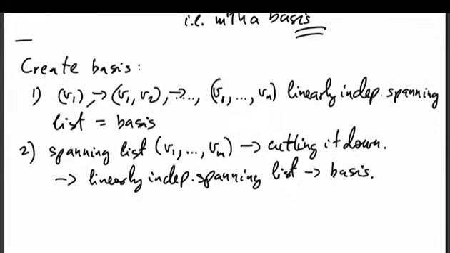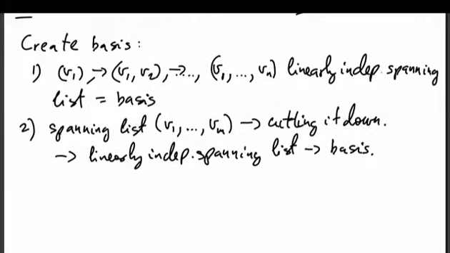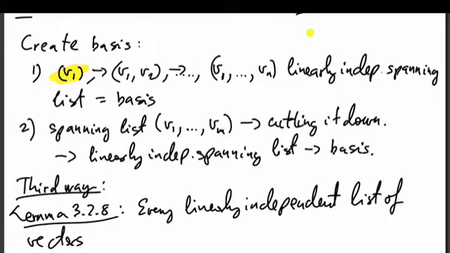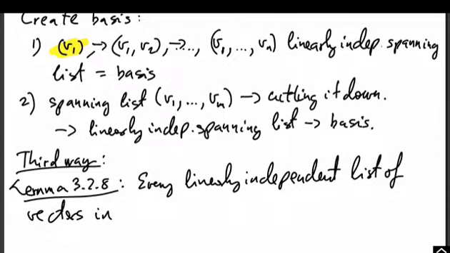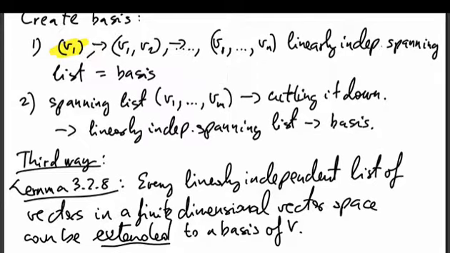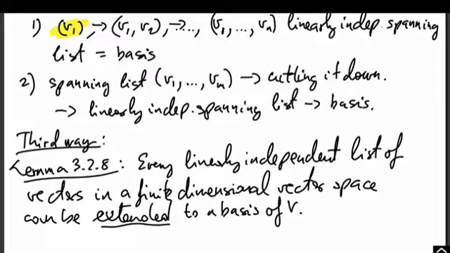What we are missing, the third way to create a basis, is if we start with not just one vector, but a linearly independent list. So this is the third way, and this is called lemma 3.2.8. It says that every linearly independent list of vectors in a finite dimensional vector space, of course the finite dimensionality is important, can be extended to a basis of V. So this is called extending, when you add more and more vectors.